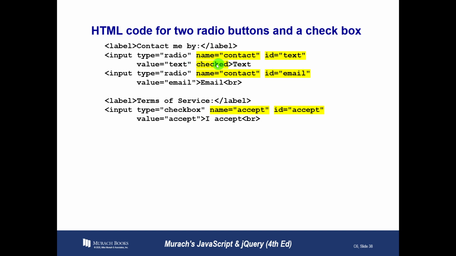So we're using that checked property. We're setting it right there. So by default, we're asking the user, do they want to be contacted by text message or by email? By default, the text message will be checked when the form gets loaded.